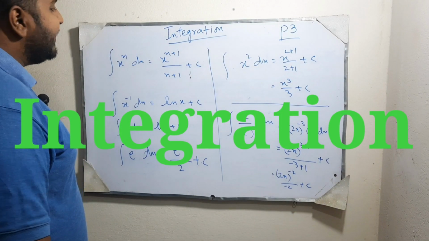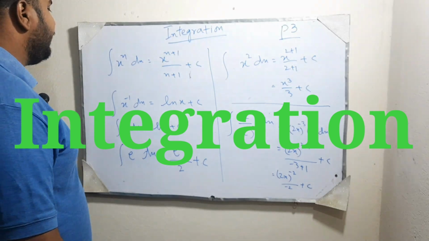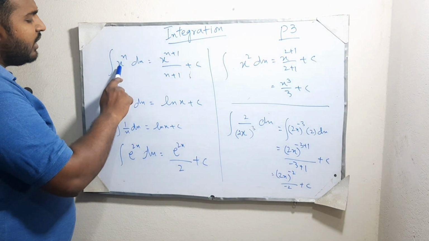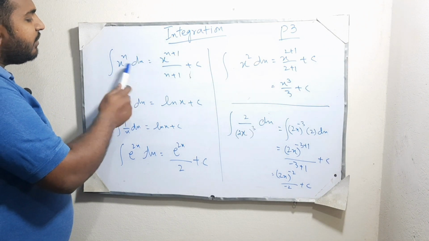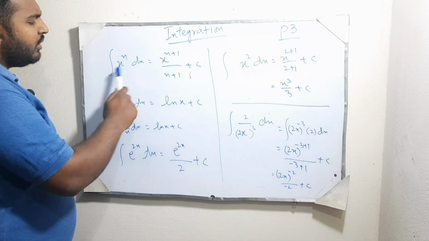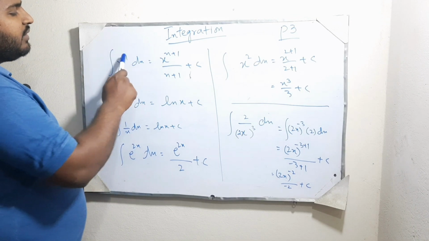Now we are moving toward integration. Integration is a reverse process of derivative. Let's have an expression like x power n. This is the integration sign, and this is the part of this integration sign, this and this dx. This whole is called integration of any function. This is our function x power n.